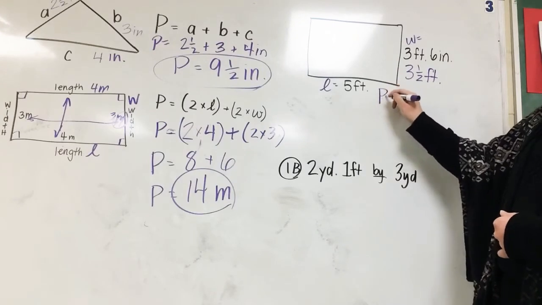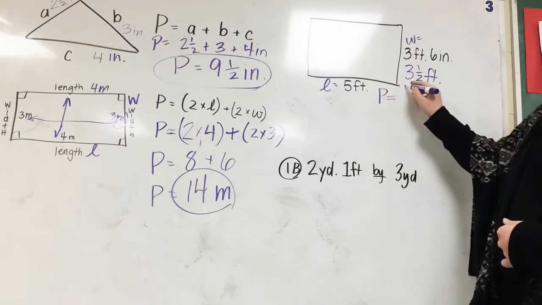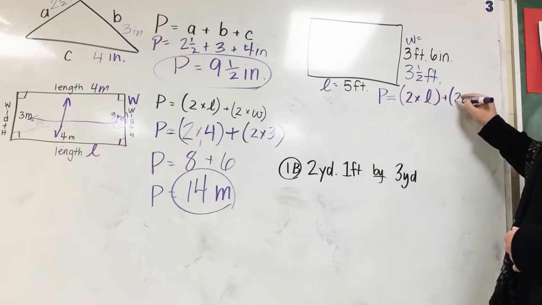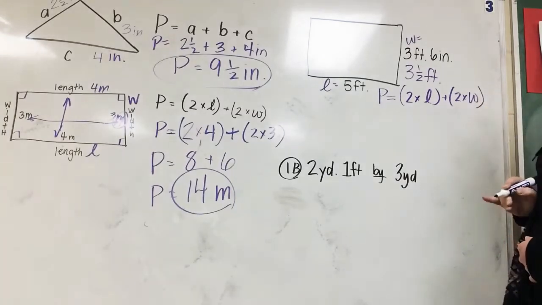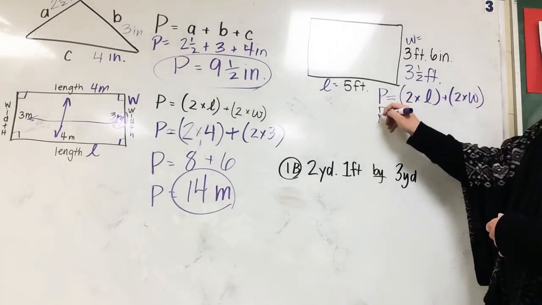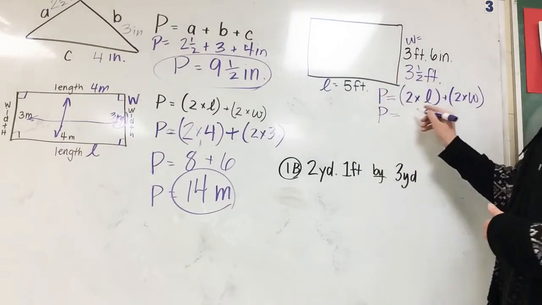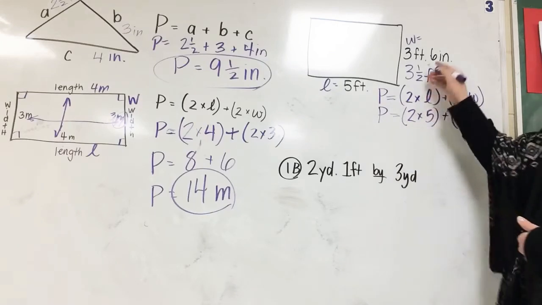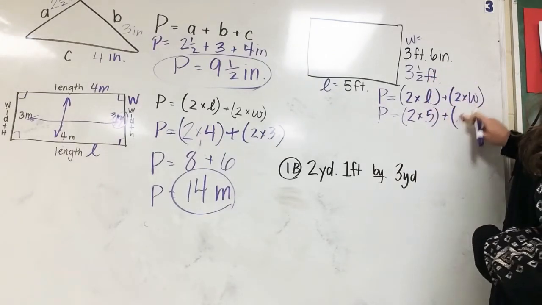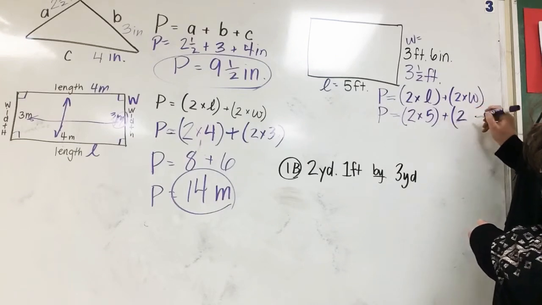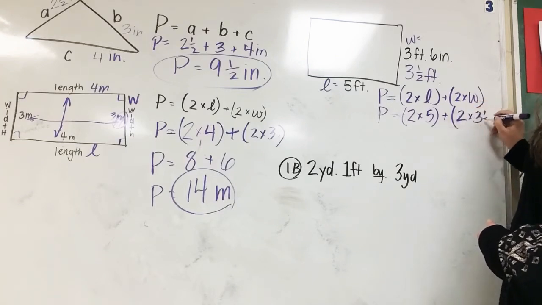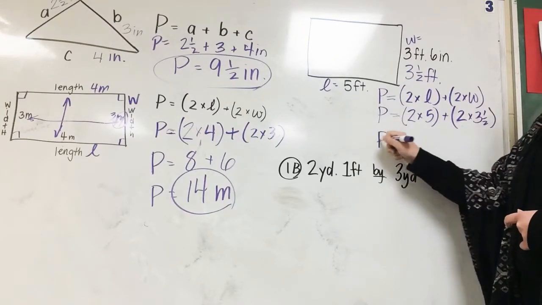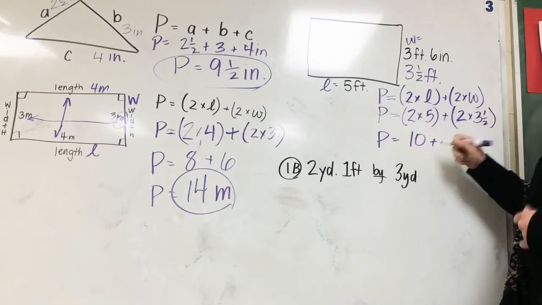So let's plug it into our perimeter equation, which is 2 times the length plus 2 times the width. Okay, can you see that all good? So for this rectangle, our length is the horizontal, so it's 2 times 5 plus 2 times our width, which is 3 1/2. Okay, so far so good. So let's keep solving. P equals 2 times 5 is 10 plus what's 2 times 3 1/2.